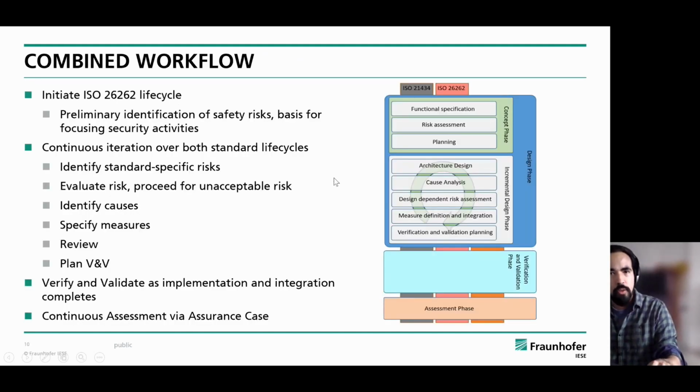So the combined workflow of all this basically looks like this. We have a set of standards at the start, and this can basically give us our basis for functional specification and risk assessment, and planning the initial design of the system.